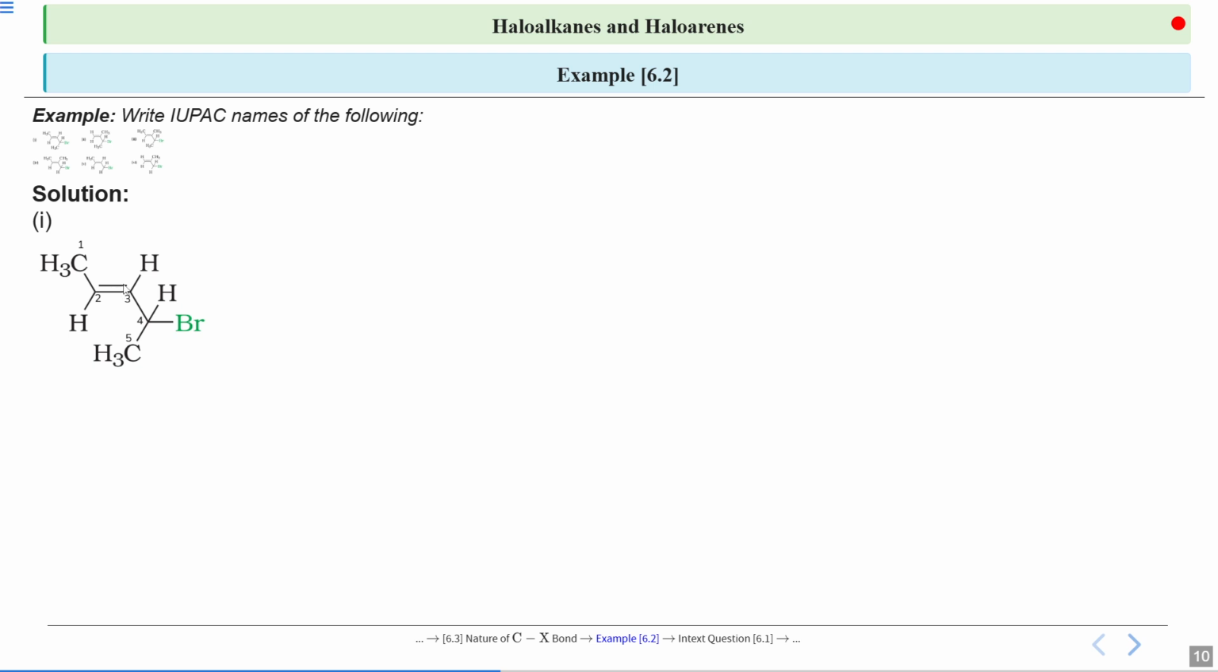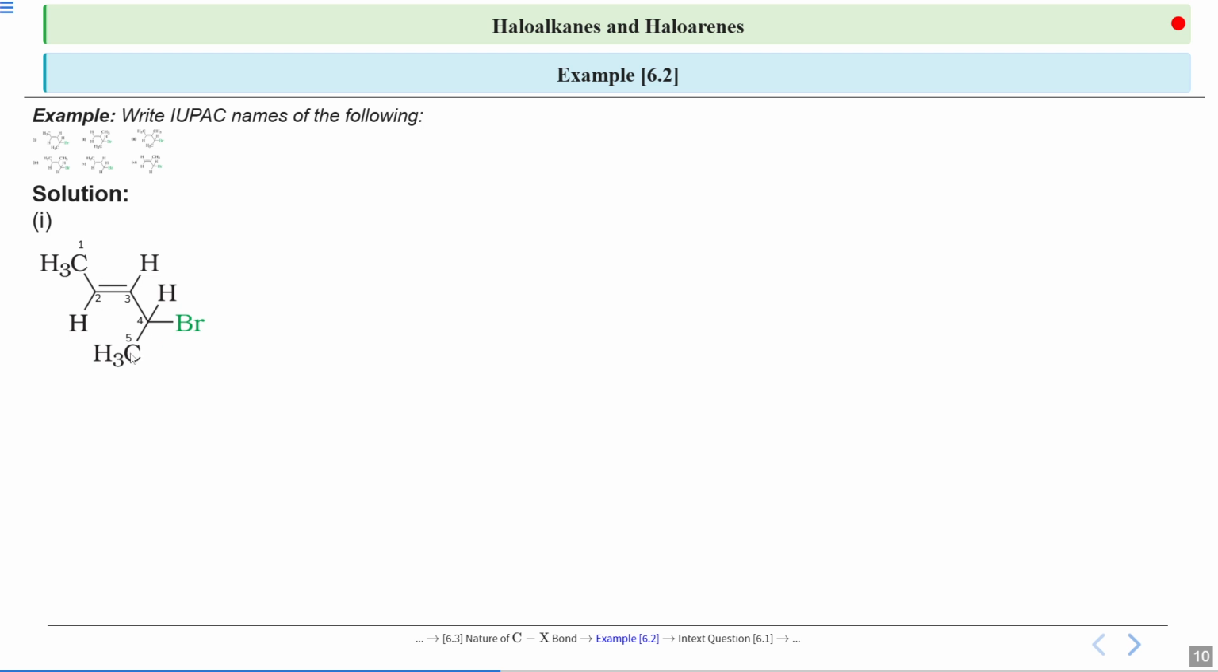Now the second thing is numbering. If it is unsaturated, then the double bond should get the lowest possible number. Because it is the first carbon, you will number this carbon as first, so that the double bond carbon will get the smallest number. So C1, then here 2, 3, 4 and 5 on the last carbon in the chain, right?